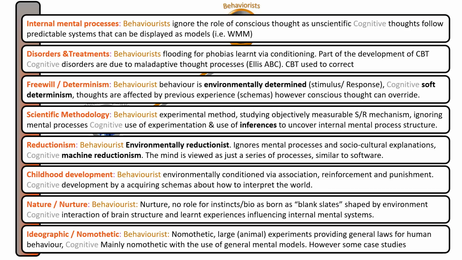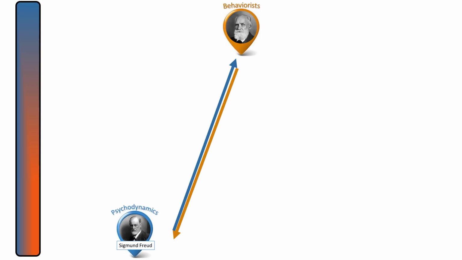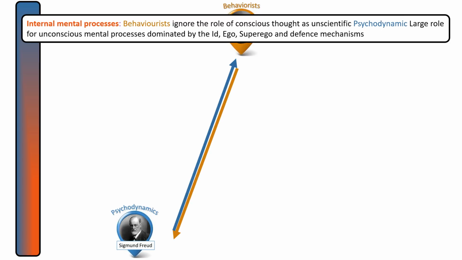Next up, we have behaviourists versus psychodynamics. So, when it comes to internal mental processes, behaviourists completely ignore the role of conscious thought. They say it's just unscientific to assume something that can't be directly observed and tested. However, psychodynamics see a really large role for unconscious mental processes. Unconscious mental processes for psychodynamics are dominated by the id, the ego, and the superego. And this suggests that the internal mental processes of defence mechanisms are a large part of how we function.